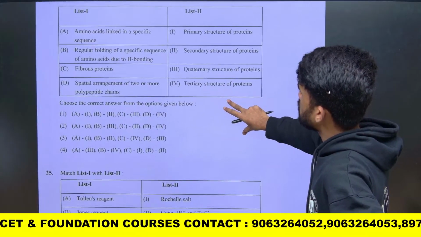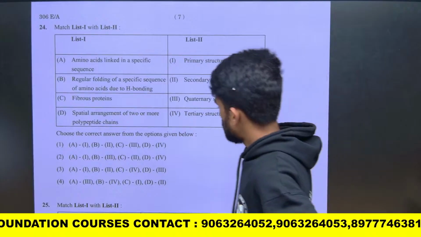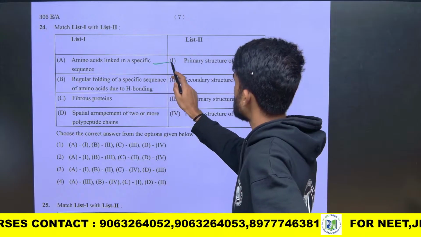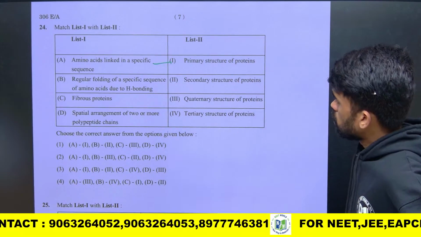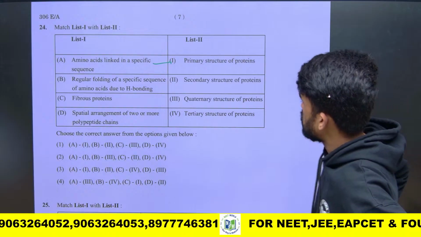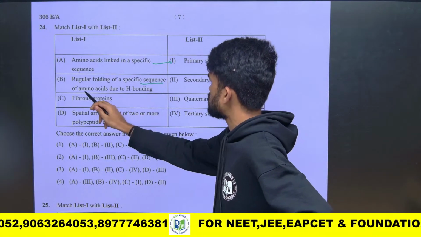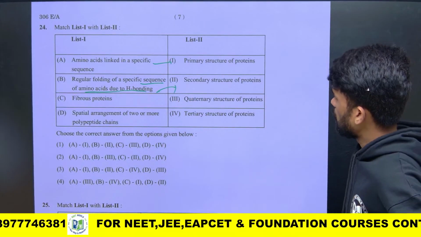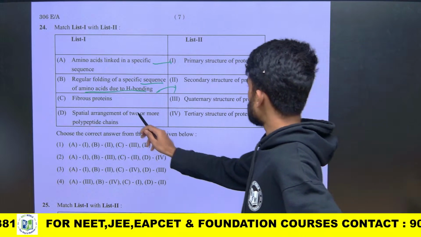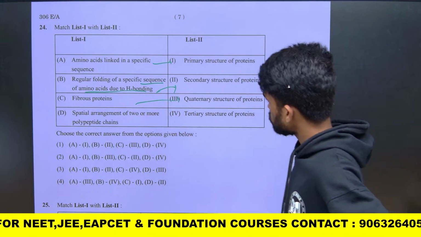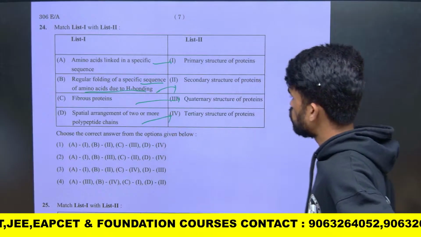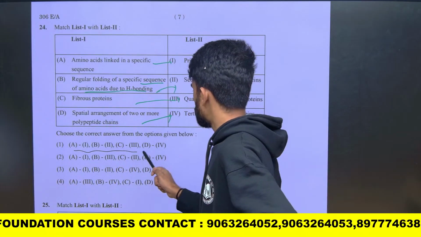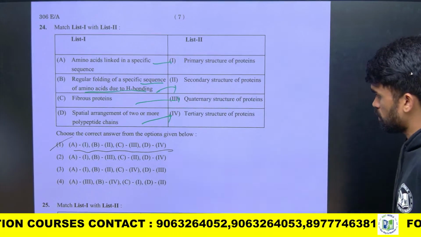See, amino acids linked in a specific sequence give the primary structure of protein. Next, regular folding of a specific sequence of amino acids due to hydrogen bonding gives the secondary structure. Then next, fibrous proteins are quaternary structure of proteins. The next, spatial arrangement of two or more polypeptide chains gives tertiary structure. So A1, B2, C3, D4, yes. So you can go with option number 1.